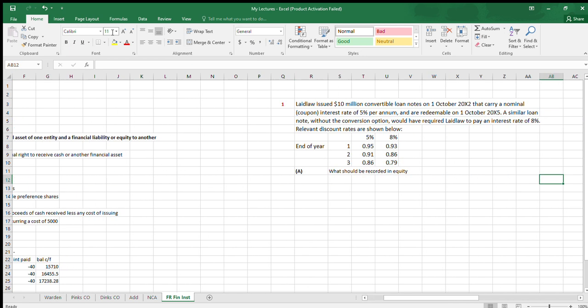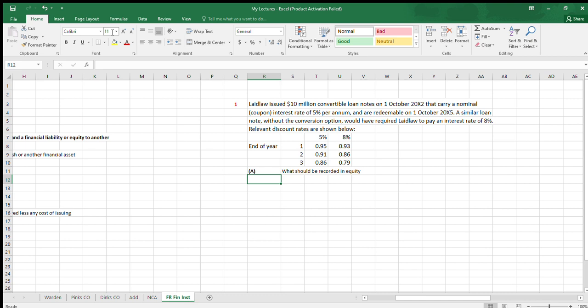Okay. So this is under convertibles. Now, Late Law issued a $10 million convertible loan note on October 1st, 20x2 that carry a nominal coupon interest rate of 5% per annum and are redeemable on 1st October 20x5. So from 1st October 20x2 to 1st October 20x5 is 3 years. Are you getting me? So now let us continue.